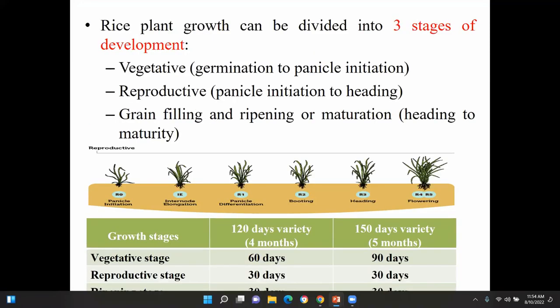Then normally rice growth has 3 stages. The vegetative stage means normally germination to panicle initiation. The second one is the reproductive stage, panicle initiation to heading. Then grain filling, ripening and maturity stage is called heading to maturity. Okay, here under the reproductive stage we have also included some stages.